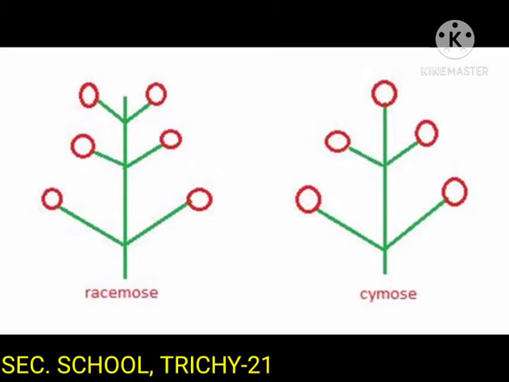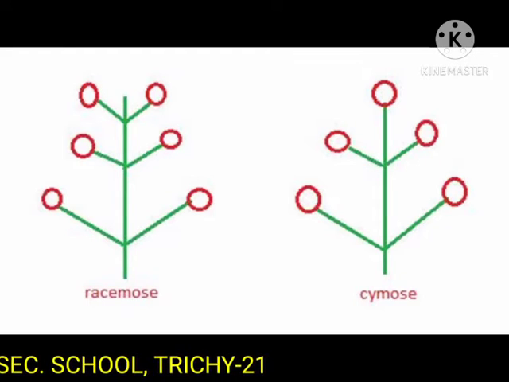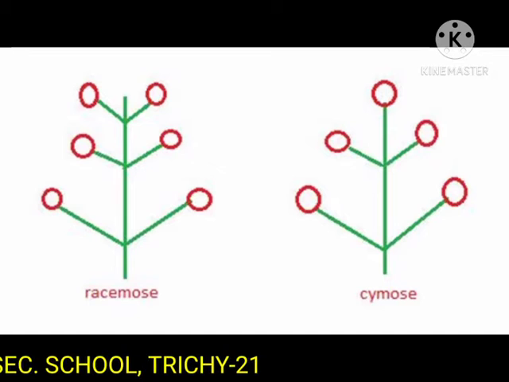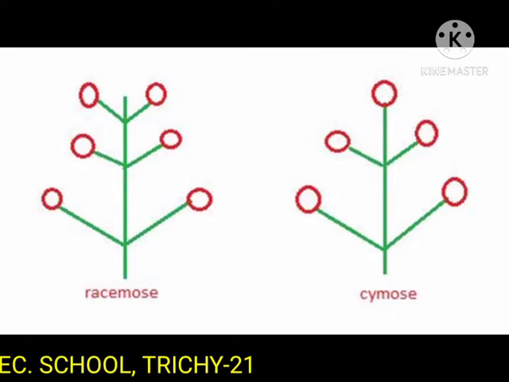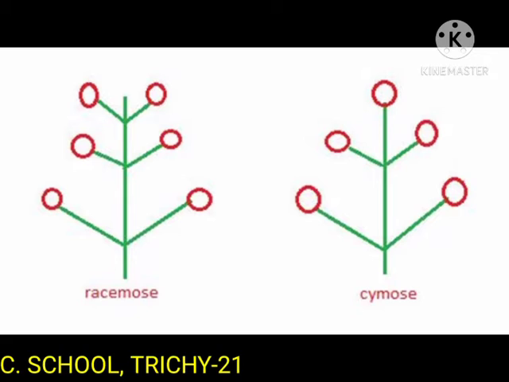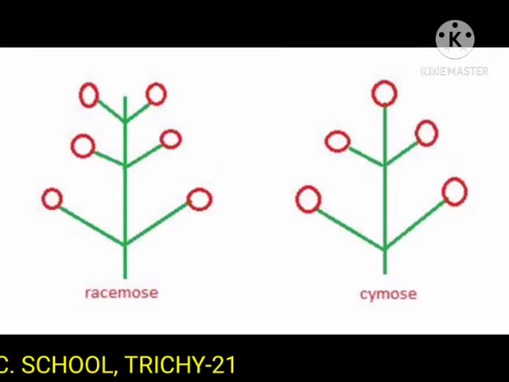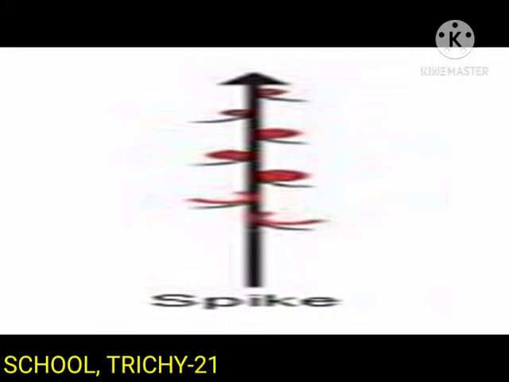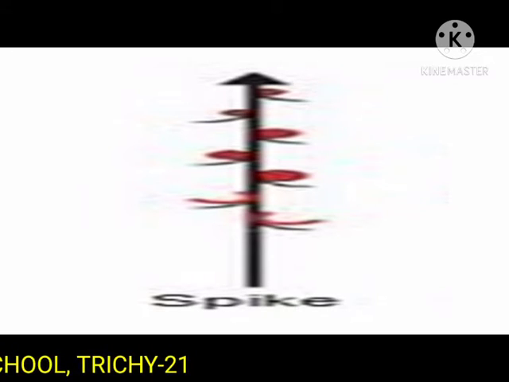Simple raceme. The inflorescence with an unbranched main axis bears pedicellate flowers in acropetal succession. Example, mustard. Spike. Spike is an unbranched, indeterminate inflorescence with sessile flowers.